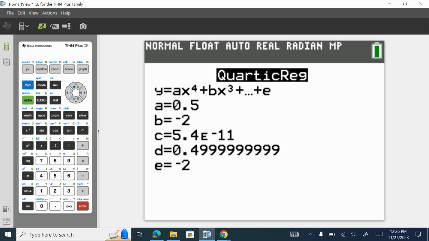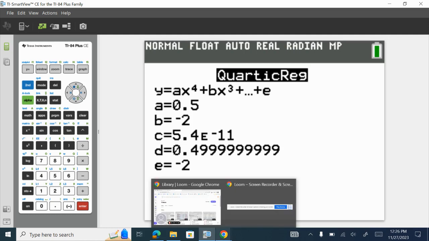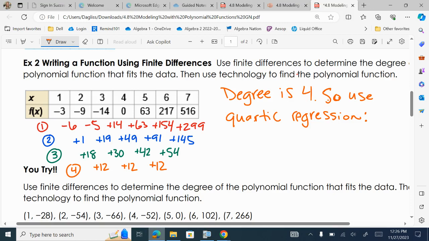So we have 0.5 x to the power of 4. Yes. Minus 2x to the power of 3. This is 0. And then 0.5 and then -2. These are coefficients, okay? That 5.4 times e to the -11, that means move your decimal backwards 11 times. It's just going to be 0. Okay? So let's go back here.